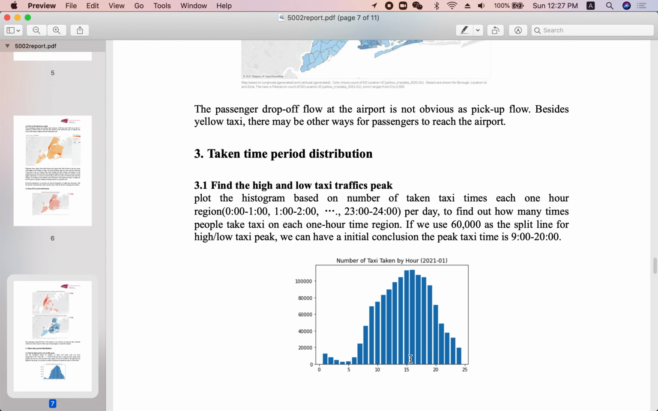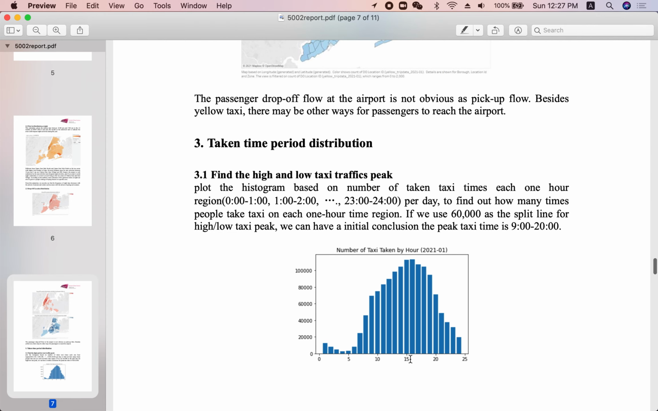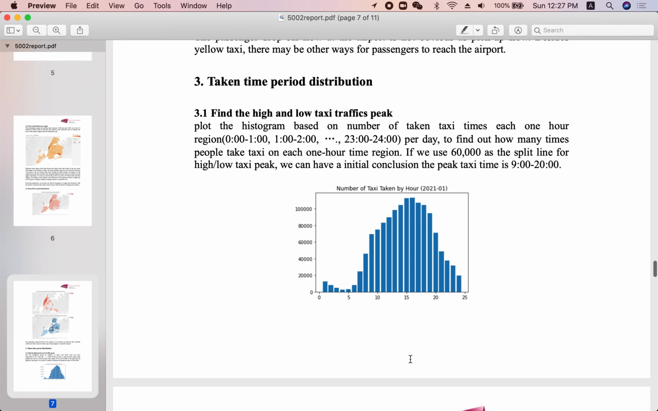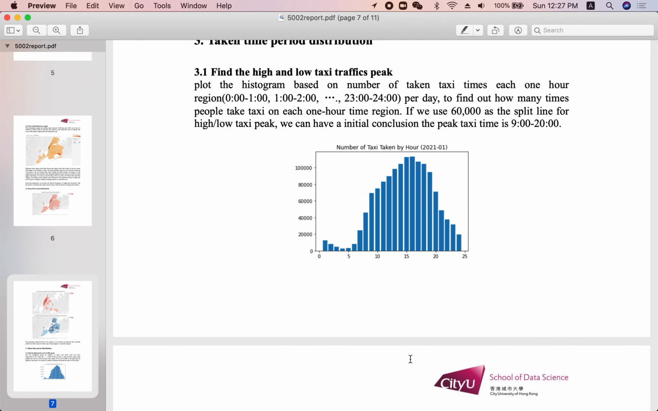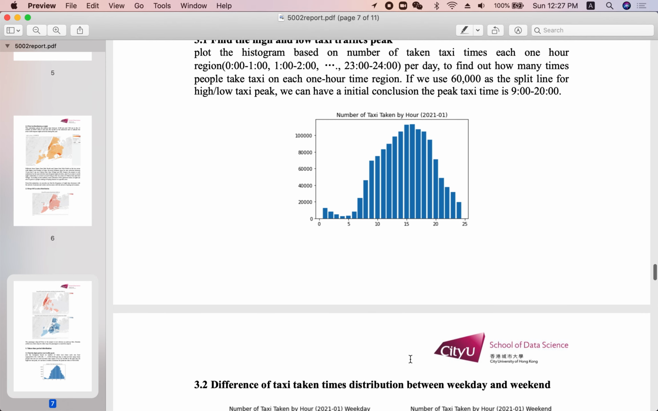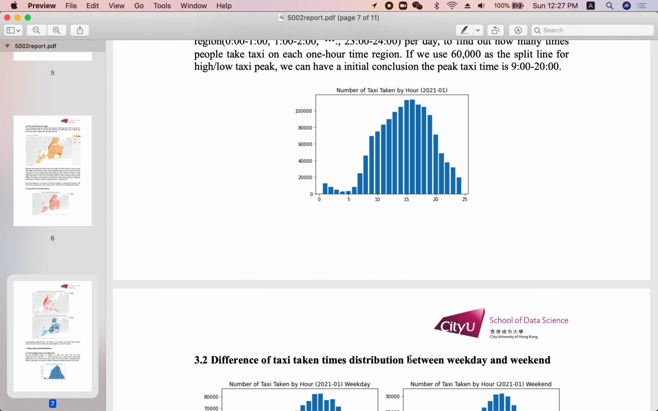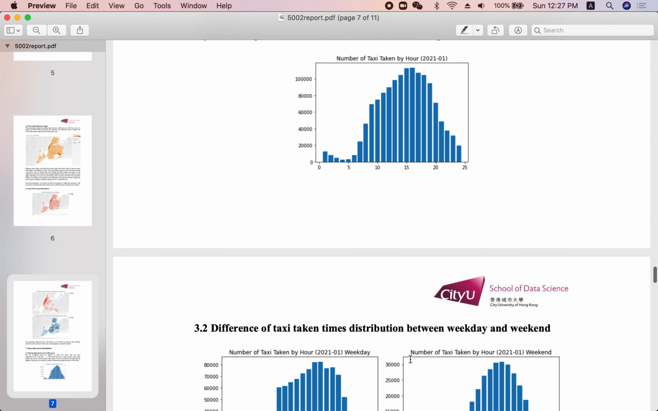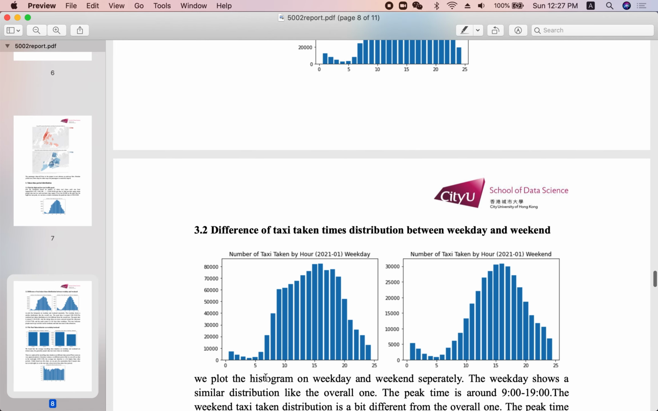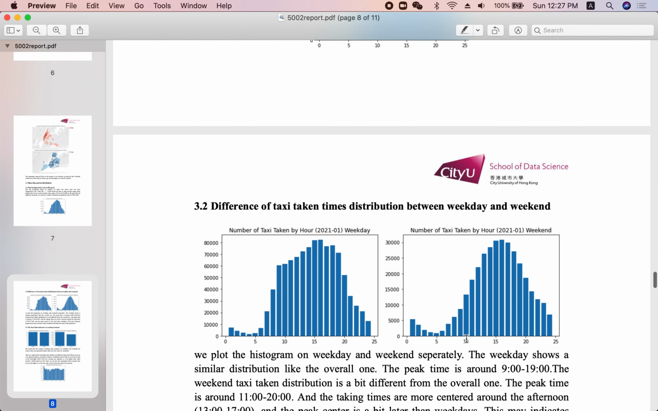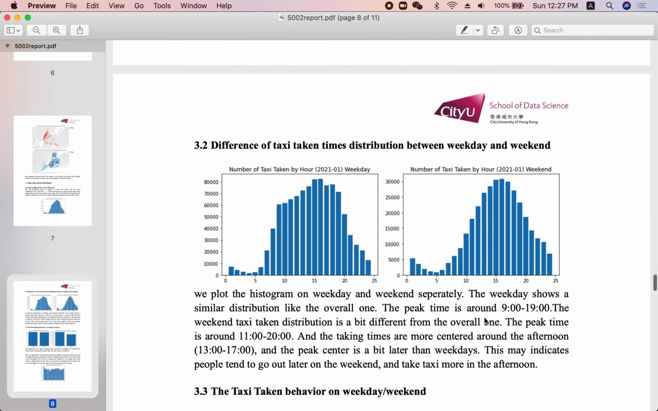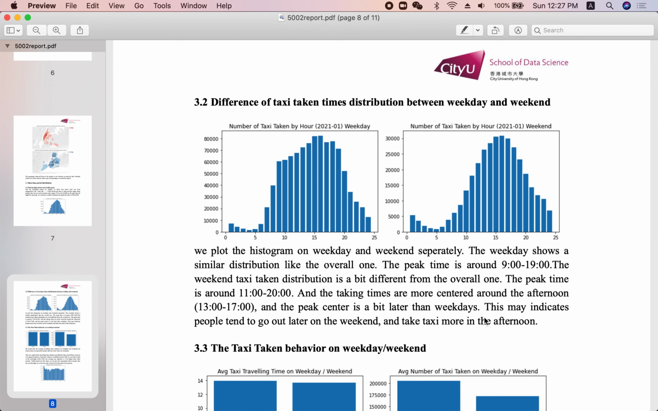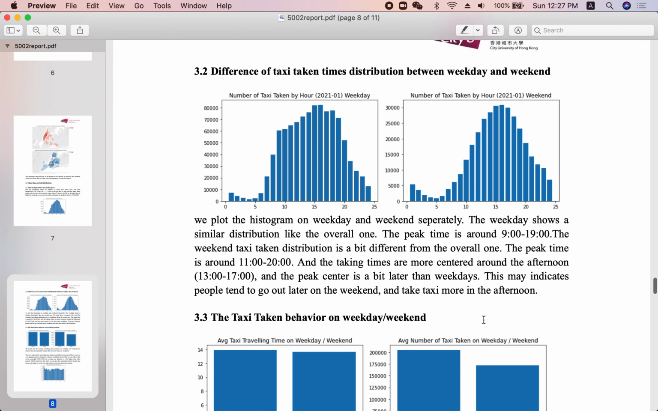And third is the taxi taken time periods distribution analysis. We do histogram on taxi taken times of periods every day and found the outcoming peak is among 9 to 20 o'clock, but the result varies on weekday and the weekend. Weekdays have similar pattern as the overall result, but on weekend, the outcoming peak period is more centered to the afternoon, and we found people take less taxi on the weekend.